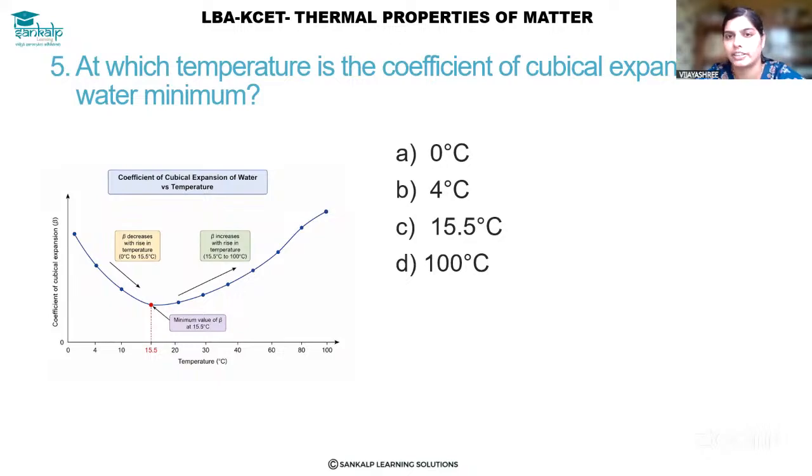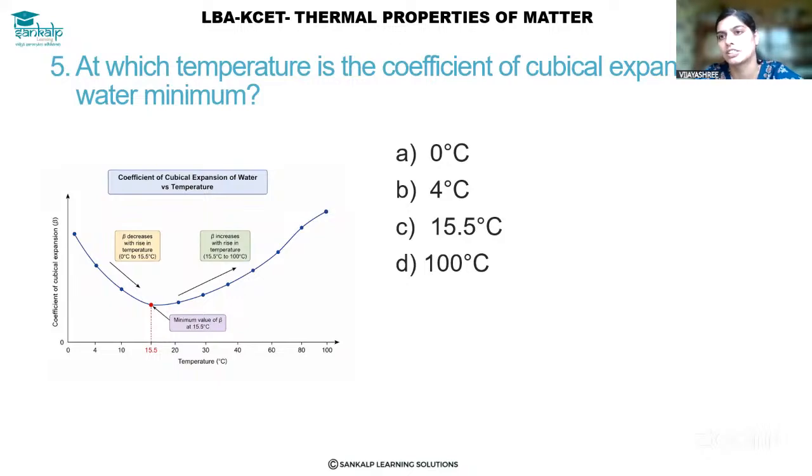We have to identify. Okay, the coefficient of cubical expansion for water is minimum. So what do you mean by coefficient of cubical expansion? It is nothing but the fraction of change in volume of the material with respect to temperature. Okay, for every 1 degree rise in the temperature, how much change in volume of the material takes place?